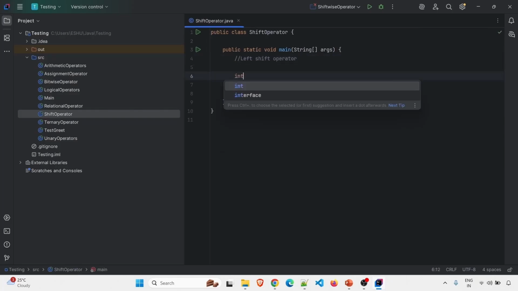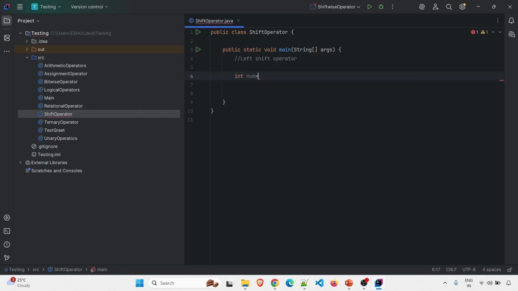Suppose we have a number of integer type, variable name is num, value is 20. So the binary representation of this decimal number will be 10100. We know how to convert decimal to binary, we have seen in a previous video. Now we will see how the left shift operator works. Suppose I do num left shift by 1. The symbol for the left shift operator is two opening angle brackets.